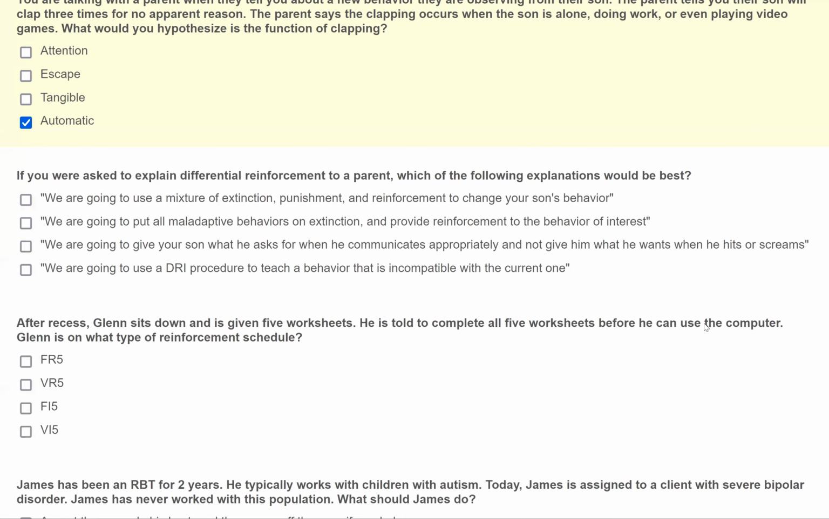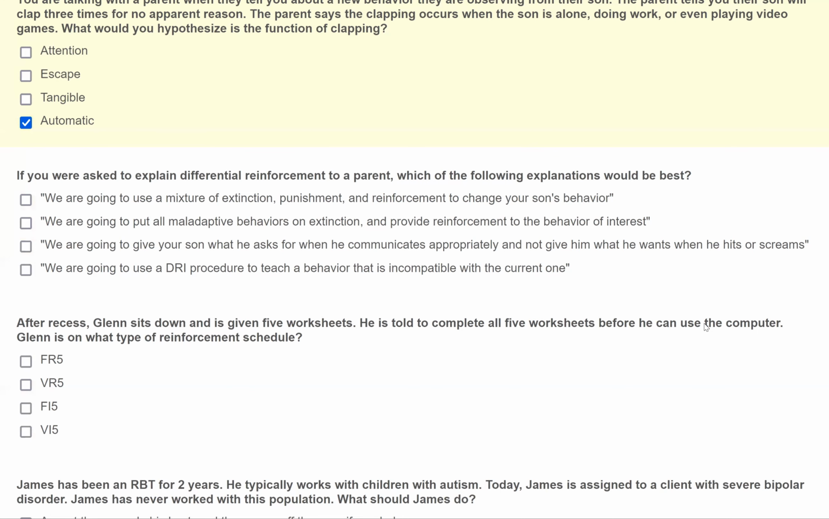B, we are going to put all maladaptive behaviors on extinction and provide reinforcement to the behavior of interest. Better, it is precisely describing differential reinforcement. And if you were talking to other technicians or other BCBAs, this would be a good way to describe it.